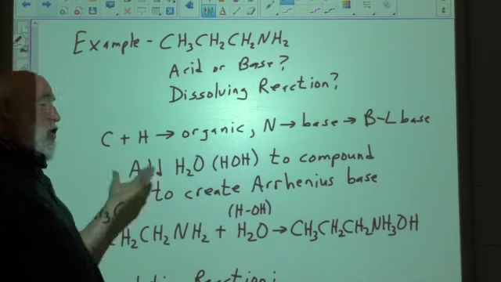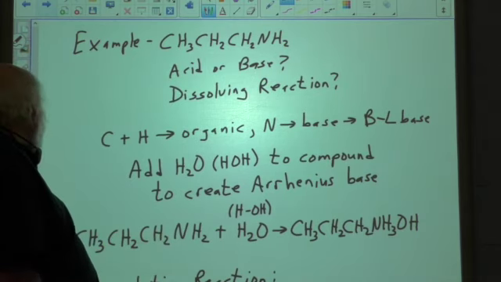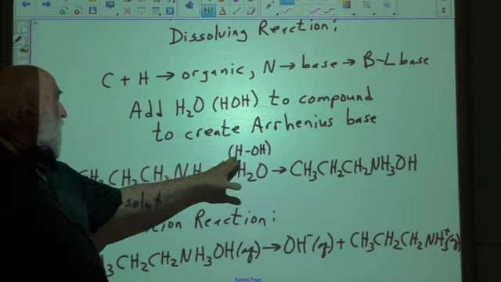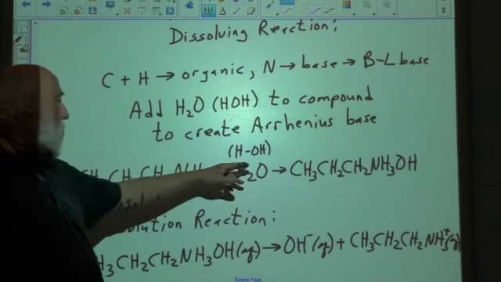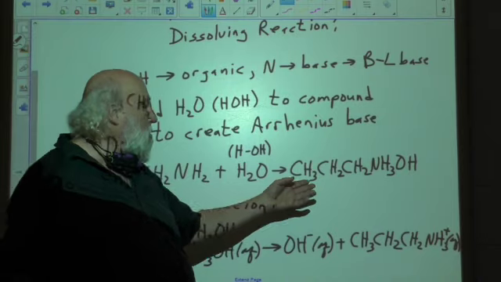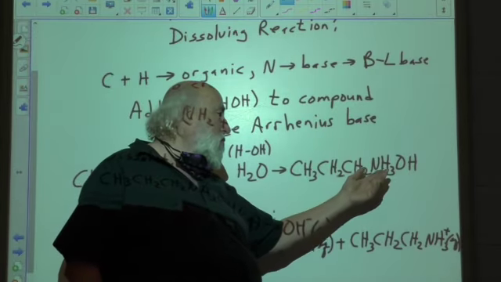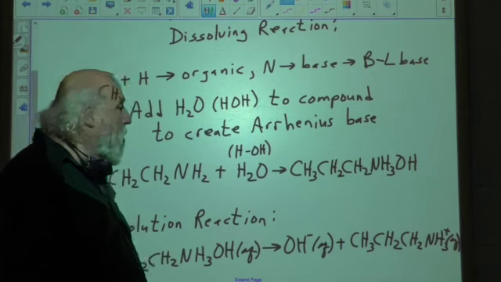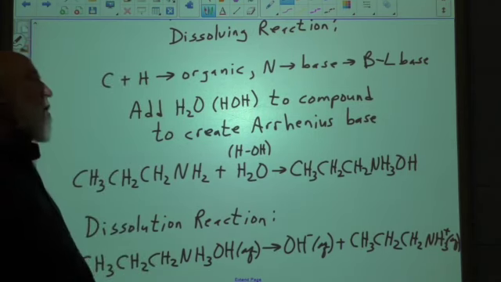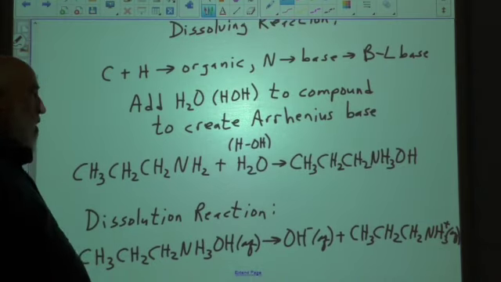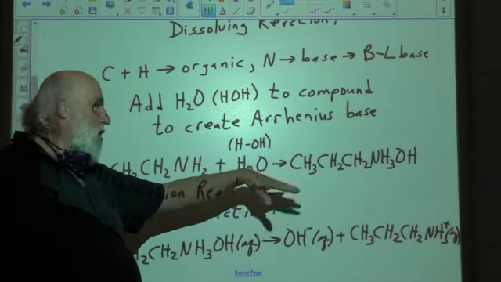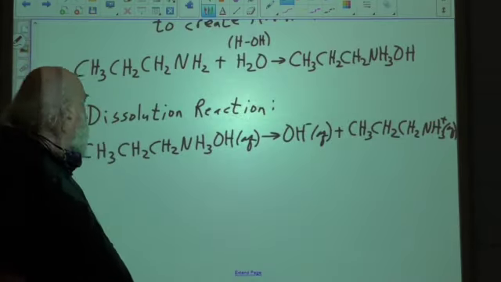So we have to change it to the Arrhenius base, and as we talked about before, you add water to it in the form of HOH, and so the H attaches to the NH2 to make that NH3, and the OH tags along because it's bonded to it. And so we get this compound right here, CH3, CH2, CH2, NH3OH, also known as propanium hydroxide. But we don't talk about it. We just like to go CH3, CH2. Organic chemists do this, and inorganic chemists hate it, but too bad.